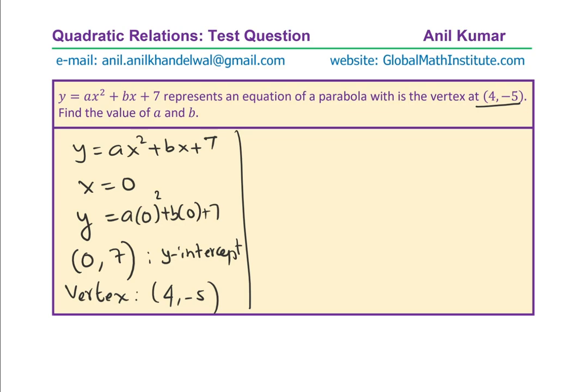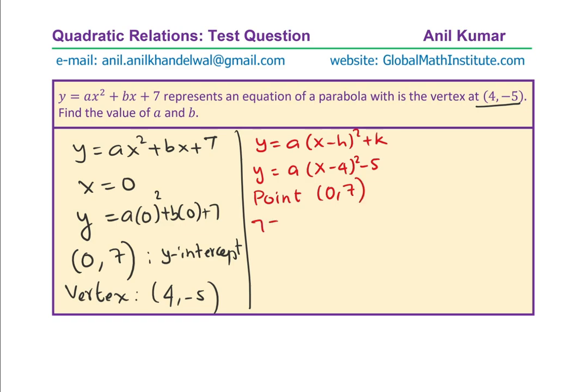So now if we begin with the vertex form, which is y equals a, x minus h whole square plus k, we could write this equation as x, and from the vertex, of course, as we did earlier. But since we know 0, 7 is here, we can write 0, 7, right? So we know point 0, 7 is on the curve. We have 7 equals a times 0 minus 4 whole square minus 5.